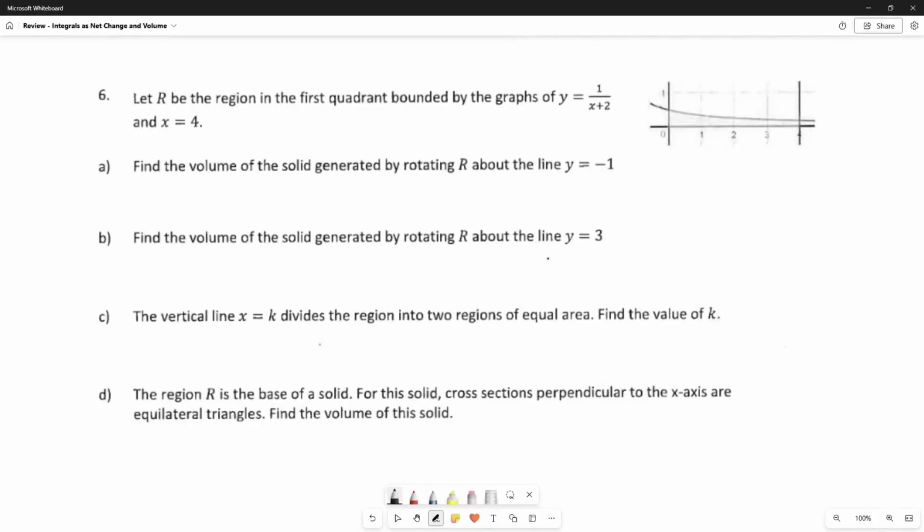Number 6 is: let R be the region in the first quadrant bounded by the graphs of y equals 1 over x plus 2 and x equals 4. Part A is find the volume of the solid generated by rotating R about the line y equals -1.